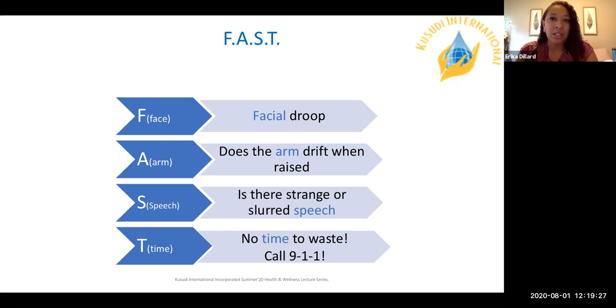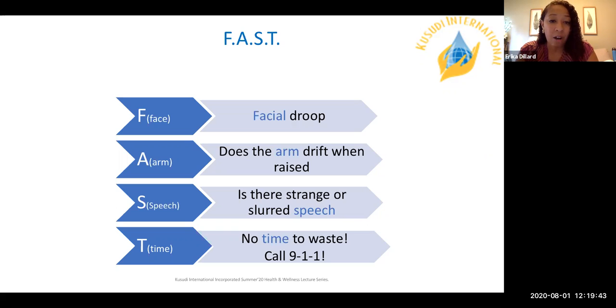And the way that you can elicit this response is by asking a person to simply smile. You should be able to see that one side will go up in a normal smile, and then the other side will have some weakness. And so you'll see some asymmetry or difference between the sides of the face.